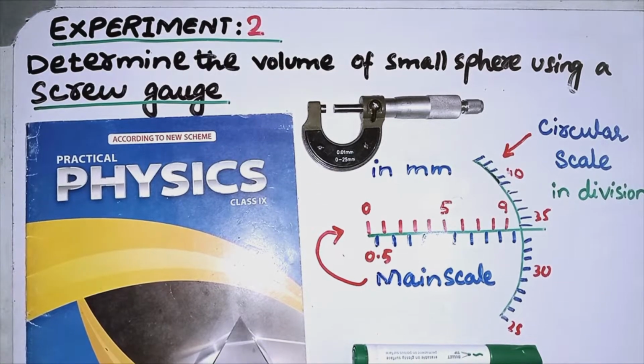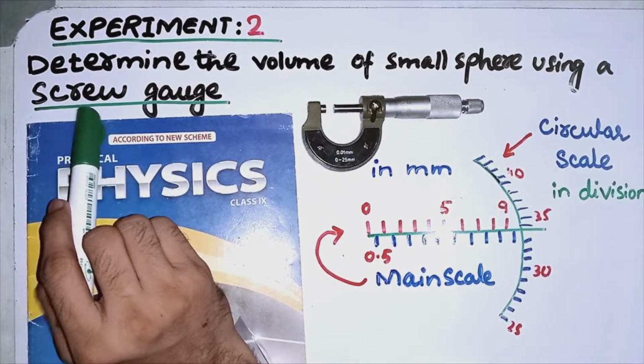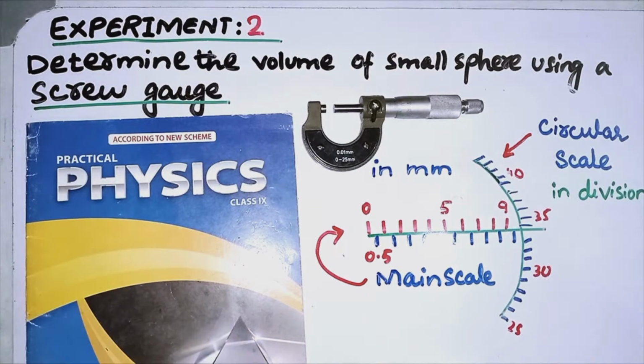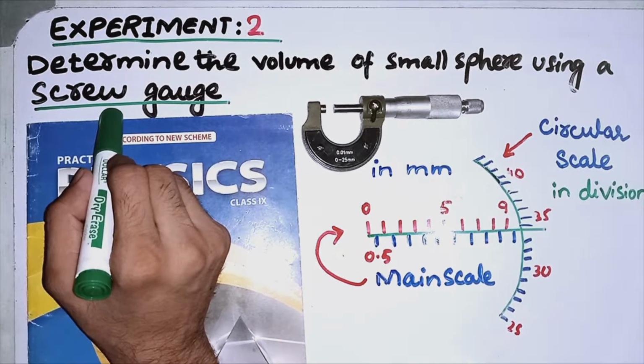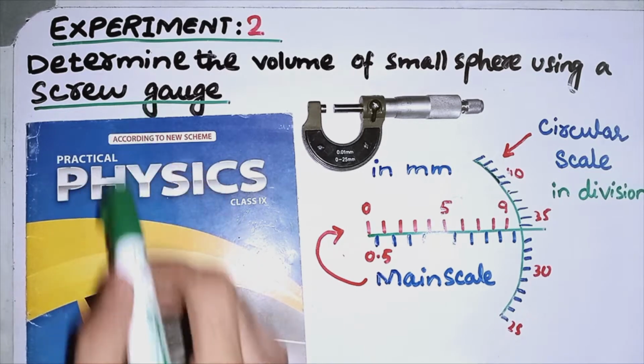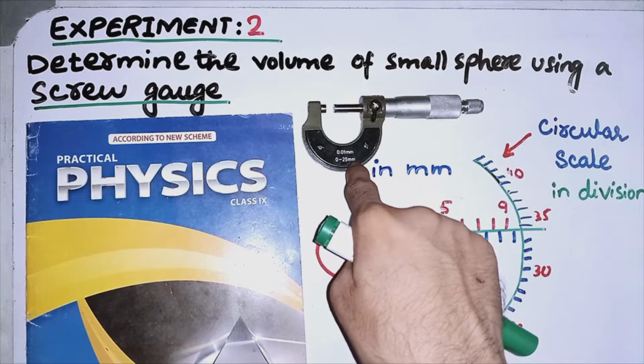The object of our experiment is to determine the volume of a small sphere using a screw gauge. I have underlined our object name, that is screw gauge. One more thing, another name of screw gauge is micrometer screw gauge. So this is micrometer screw gauge or screw gauge.